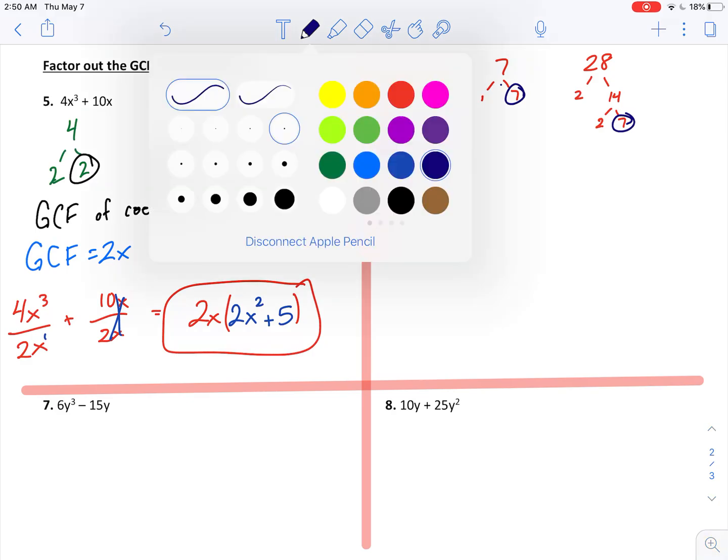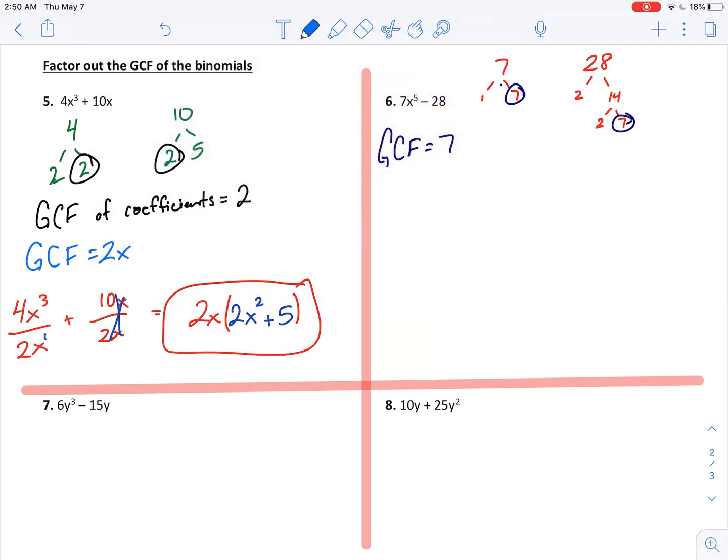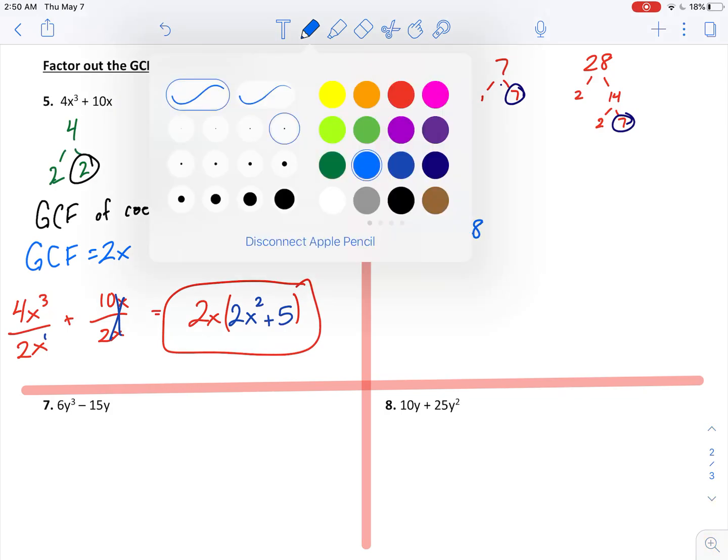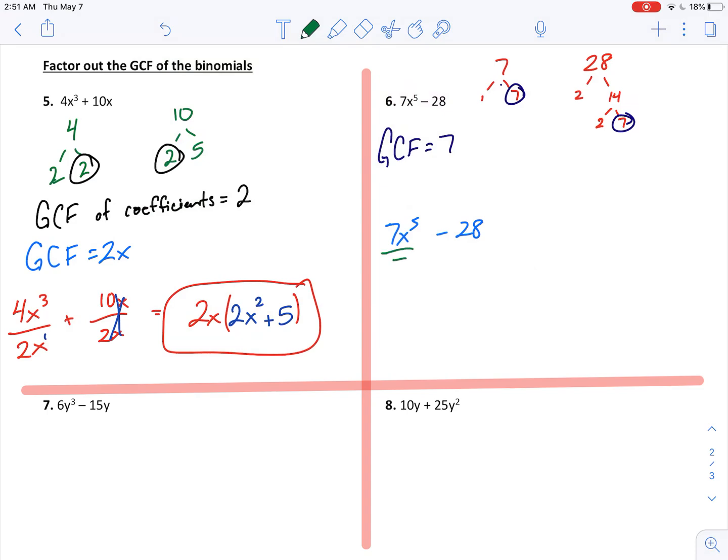Okay, now let's take our next step. We're going to divide everything by our GCF. So 7x to the fifth minus 28. We're going to divide everything out. Divide everything by that GCF. Make sure you really focus on this negative sign. Don't drop that.